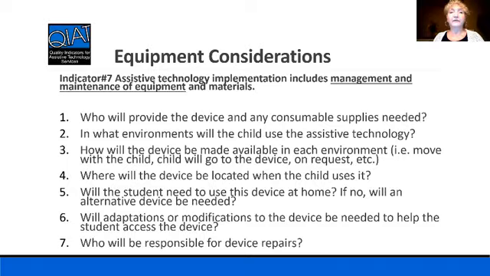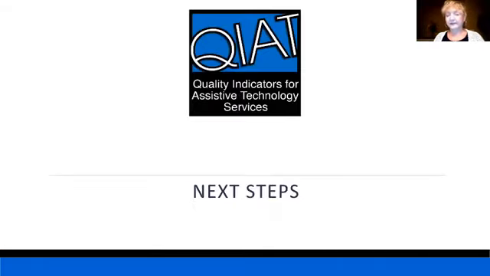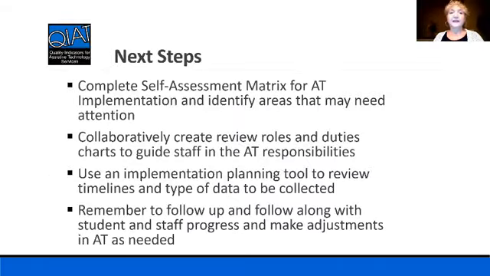Another thing that we have for you as you think about some of the next steps here is complete that self-assessment matrix. You saw a couple of the matrices. There are 7 of those, one that goes along with every indicator. Take a look at roles and duties. And it's not about one person assigning them.